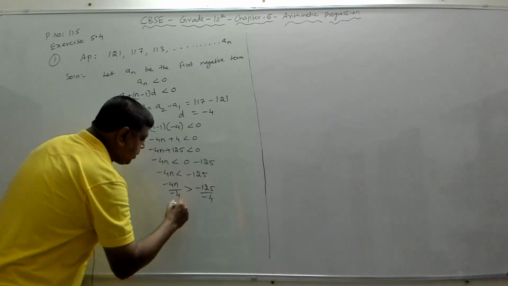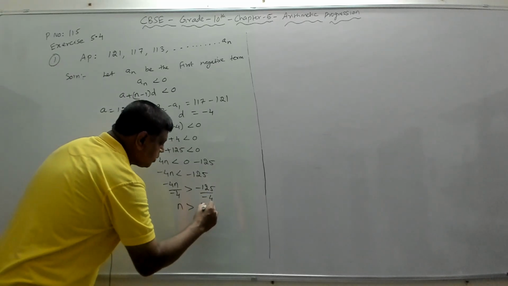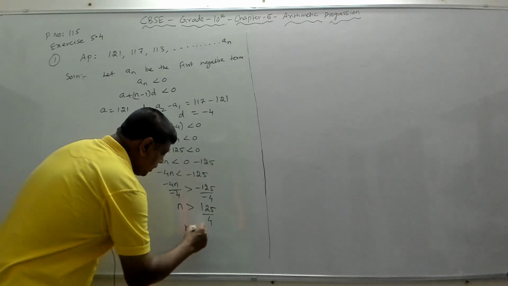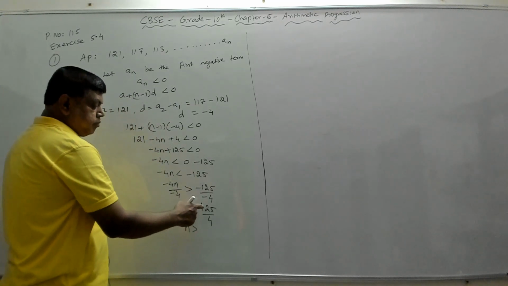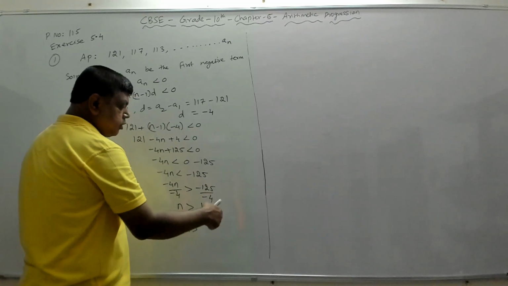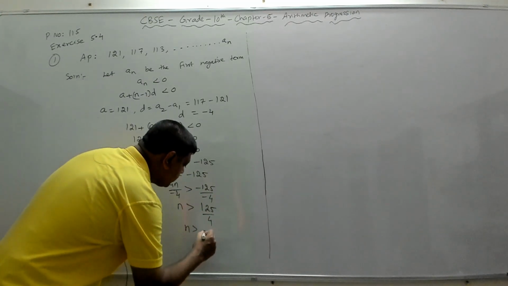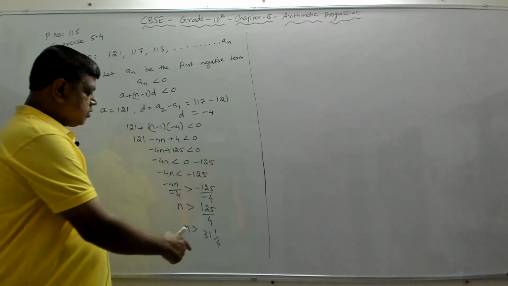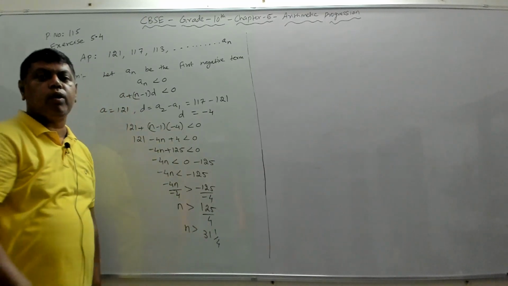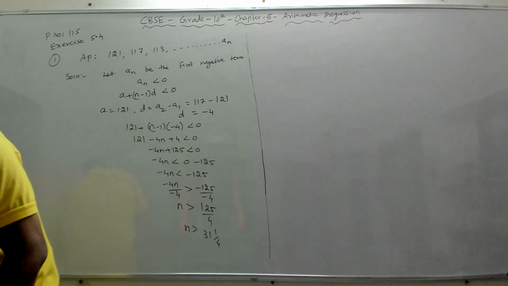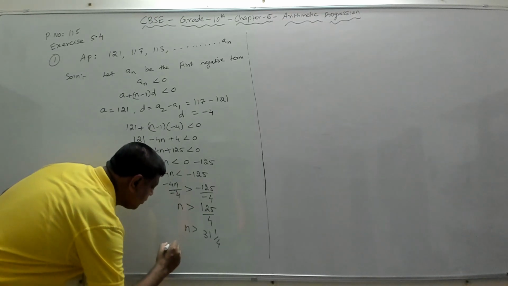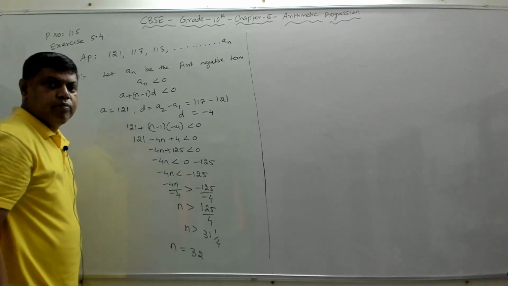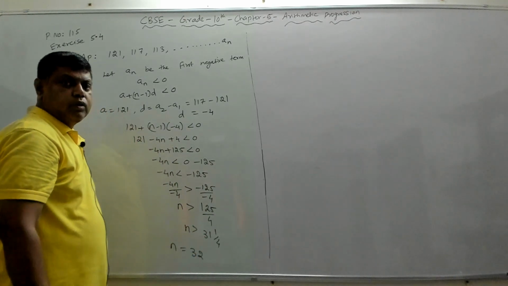Now this is minus 4 by minus 4, and n is greater than, then minus minus cancels, and you get 125 by 4. So your n should be greater than 125 by 4. Now let's try to find what n should be. If you convert this into a mixed fraction, you get 31 1 by 4, because this is 124 plus 1. So n should be greater than 31 1 by 4, which means n should be greater than or equal to 32.